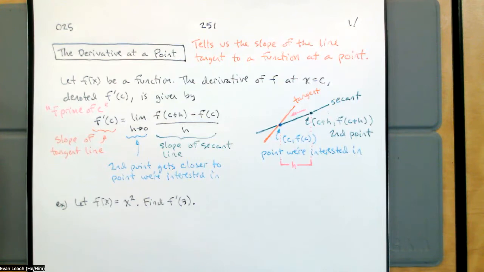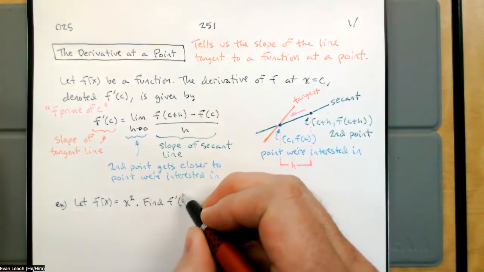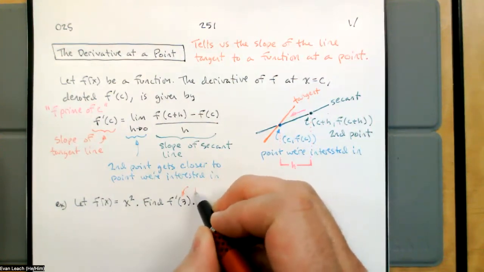So let's see this happen. For this example, taking the role of f of x will be the function x squared. And the role of c, we're going to have 3. So here, c is equal to 3. That is the point that we're interested in.